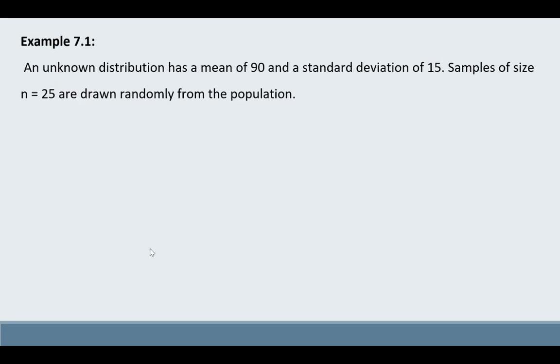So here's another example. An unknown distribution has a mean of 90 and a standard deviation of 15. Samples of size n equals 25 are randomly drawn from the population. So again, you want to find your new mean, mu sub x bar. So it's the same as the original one, 90, and calculate your new standard deviation, sigma sub x bar. So that's the original standard deviation divided by the square root of our sample size. Please notice here I have a typo. It should say 25, not 15.